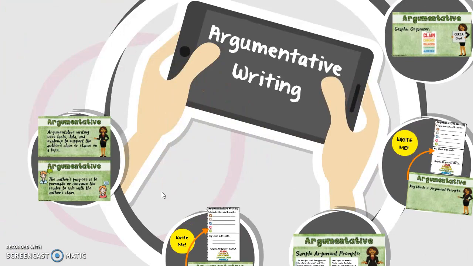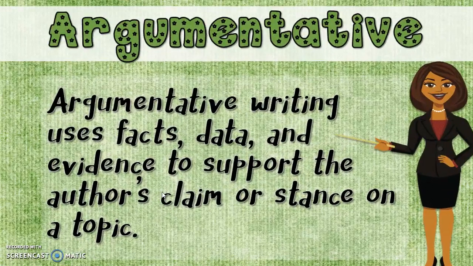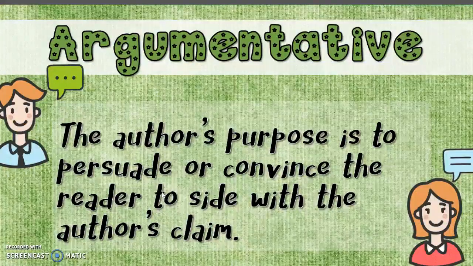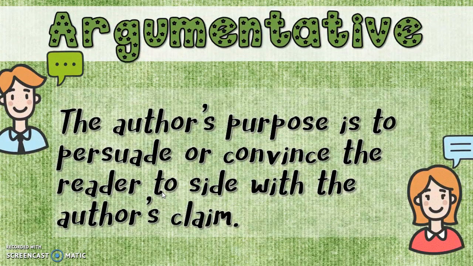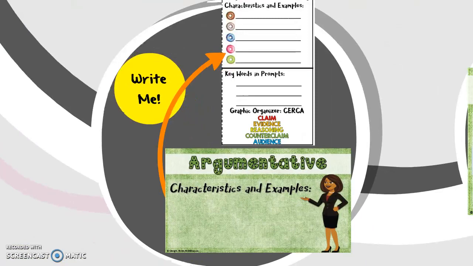Lastly, argumentative writing is last. We're almost done. So, argumentative writing uses facts, data, and evidence to support the author's claim or the position or stance on a given topic. Basically, the author's job is to convince the reader, or persuade the reader, to side with the author on the author's claim.